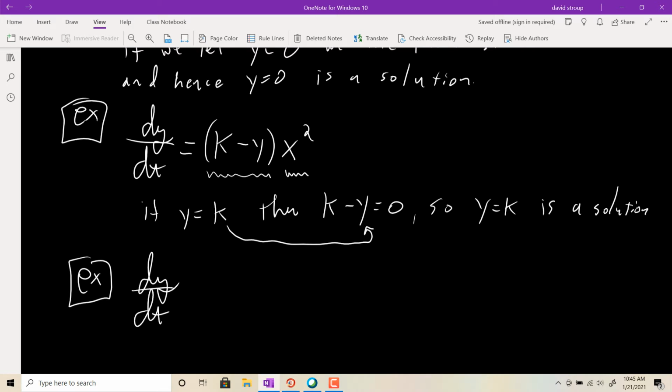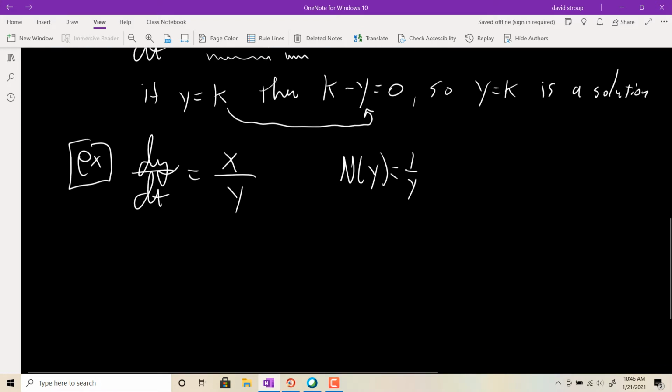Let me give you maybe another example. dy over dt equals x over y. Now this one doesn't have a trivial solution because, surely, if you put in y equals 0, you have to be careful, though. The function of y is not just y, it's 1 over y. If you put in 0, it's undefined, it's not 0. So it really needs to be 0 here. In other words, I would say there is no trivial solution.